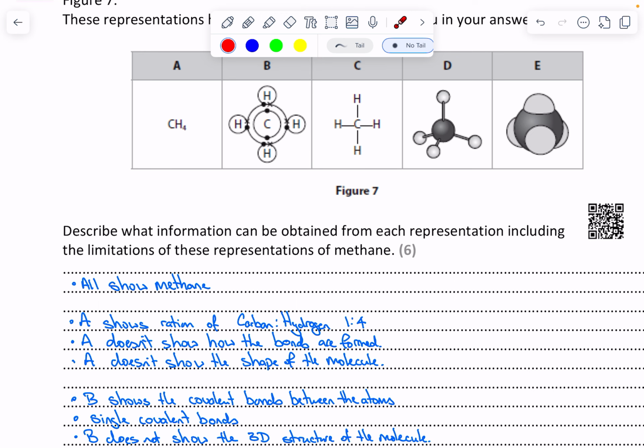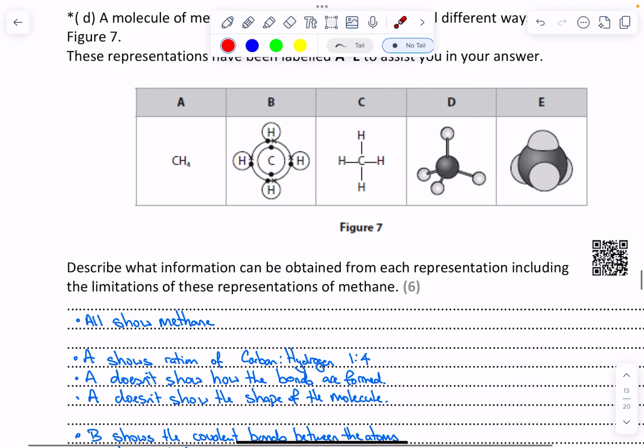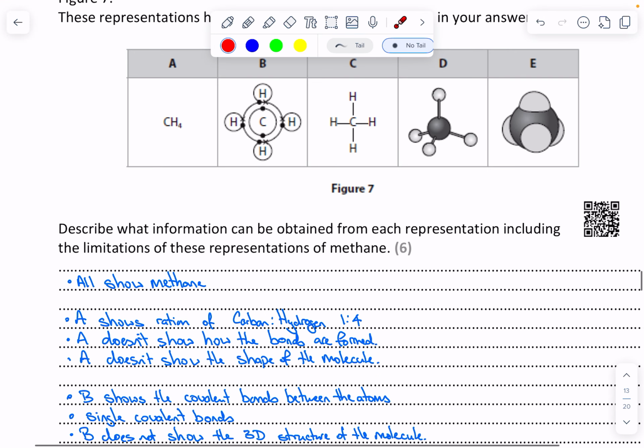C, okay, this is C. Again, we've got the bonds being shown. So C here is showing you that they're single covalent bonds, but again, it doesn't show me how the 3D structure is going to work for this. It's just a flat diagram.